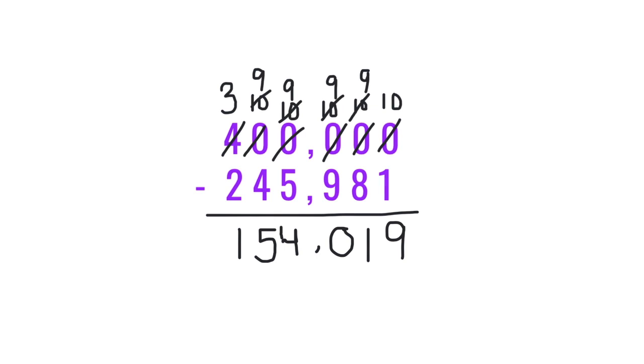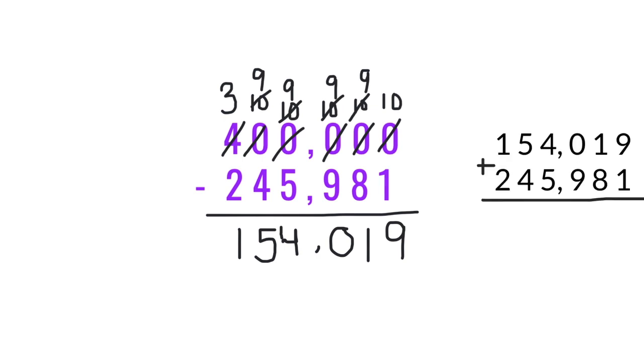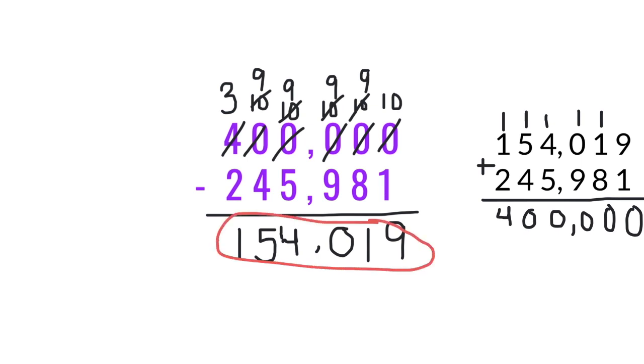Since we had so much borrowing, it's important to check your subtraction with addition. So 9 plus 1 is 10. 8 plus 1 is 10. 9 plus 1 is 10. 4 plus 5 plus 1 is 10. 5 plus 4 plus 1 is 10. And 2 plus 1 is 3. So we did end up with 400,000. We took our difference, we added it to the number we were subtracting, and we hoped to get the number we started with, and we can check because they are inverse operations.